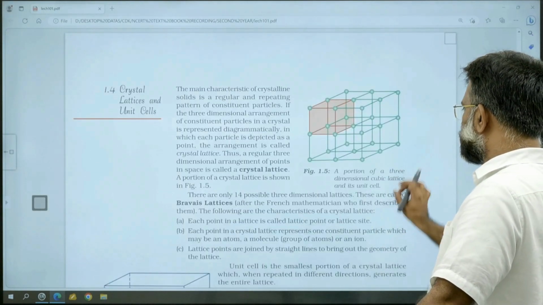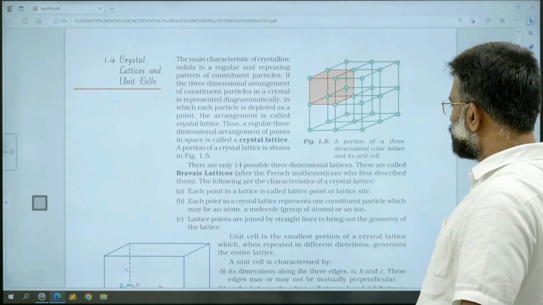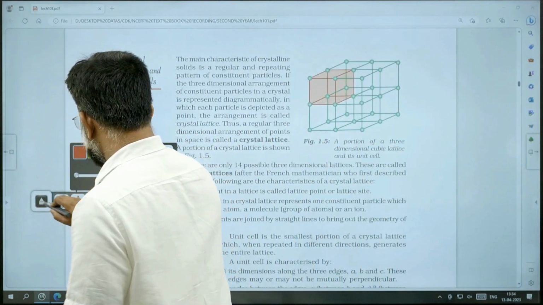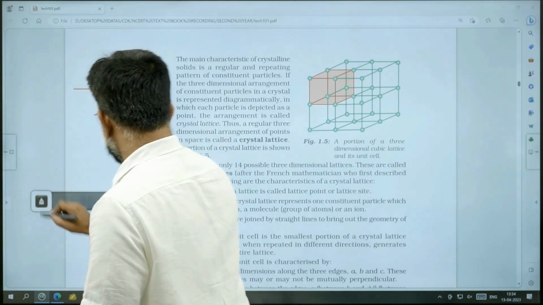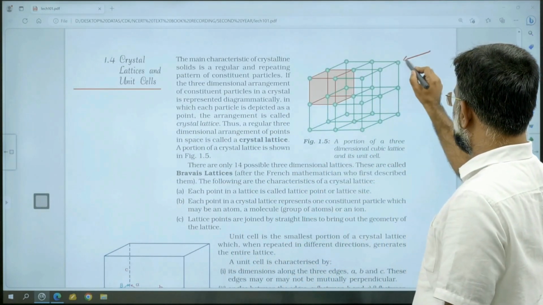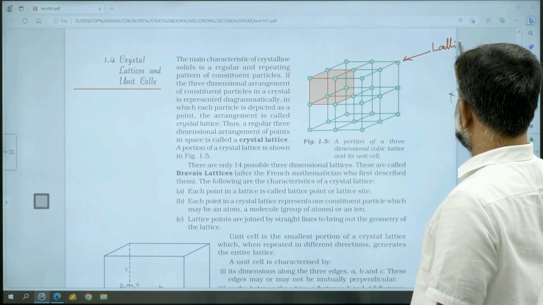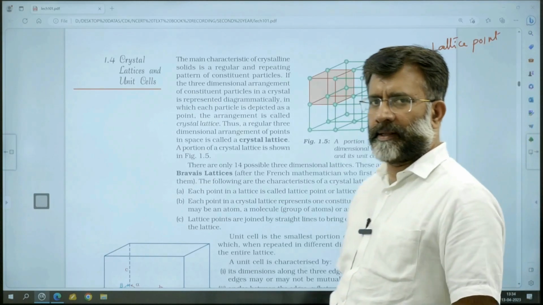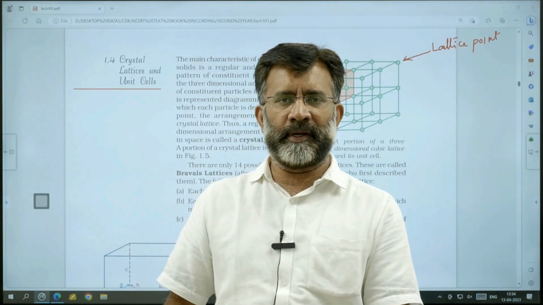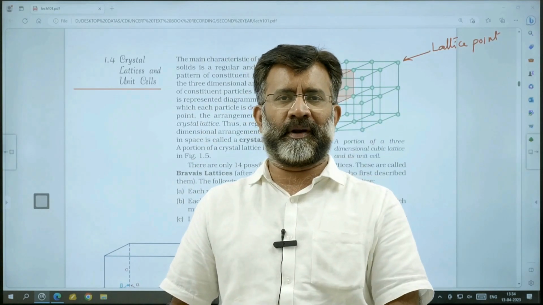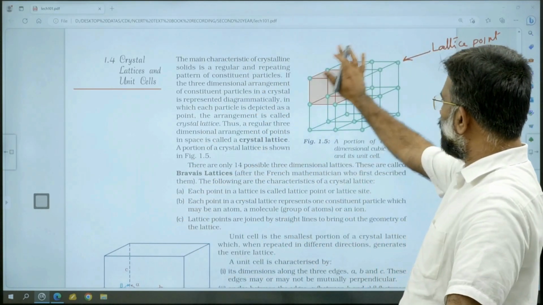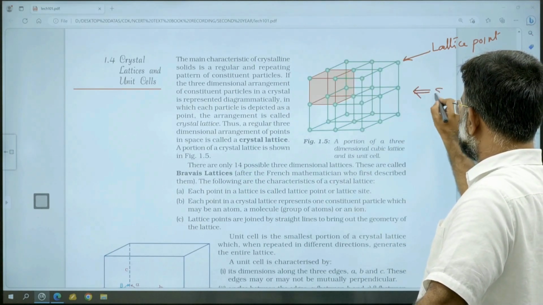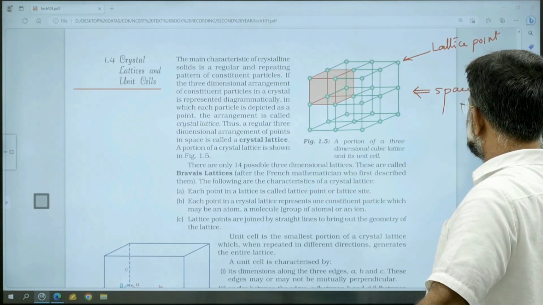Coming to crystal systems, this is the crystal system we are learning now. And this is called a lattice point. A point where a particle is assigned is called a lattice point. And the distribution of lattice points like this we call a space lattice. The entire system we call a space lattice.